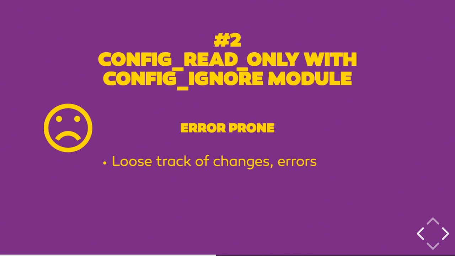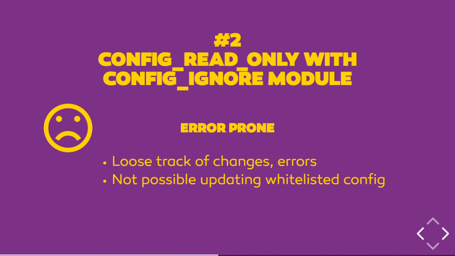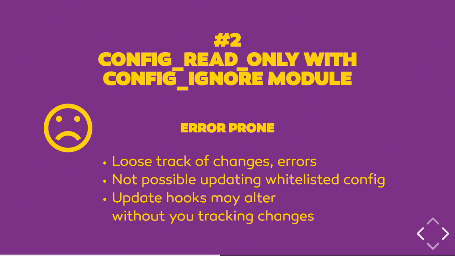So if you change something in the web form, my new web form, and so on, you will not track this in your version control system, which is fairly the thing we wanted to do. So, losing track. Second thing is you cannot update those whitelisted configs. Since you are whitelisting them on an export as well as on import, you have to do everything manually on every stage. And update hooks, you may not be aware that they are changing code. And those changes you also do not track.